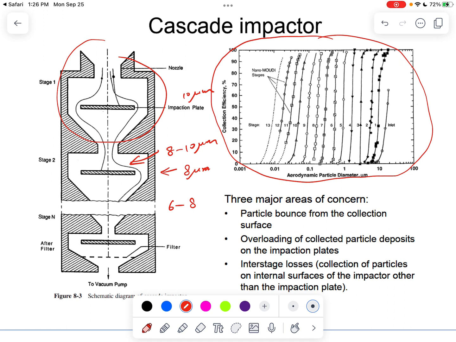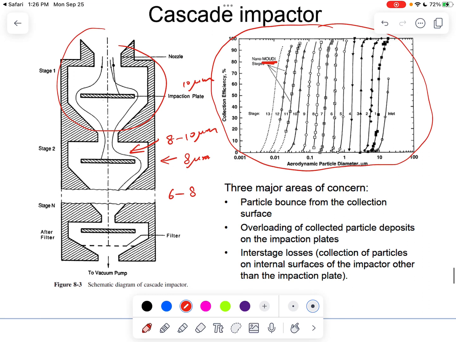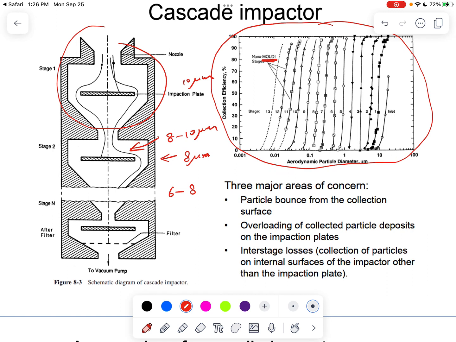There are different types of cascade impactors, and in the aerosol field we use the MOUDI impactor, which can collect particles down to tens of nanometers. There are several major areas of concern when we operate cascade impactors. One is particle bouncing. Larger particles with larger inertia cannot get collected by the stage, and they will bounce again and go to the next stage.